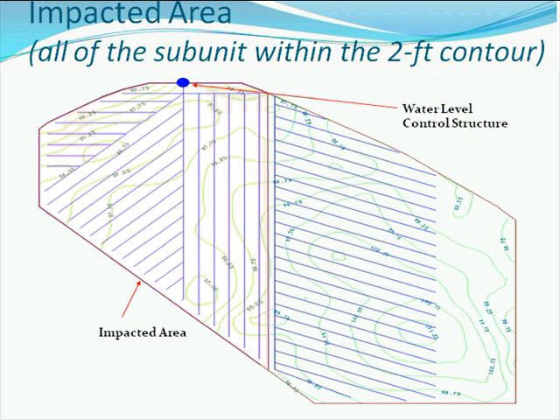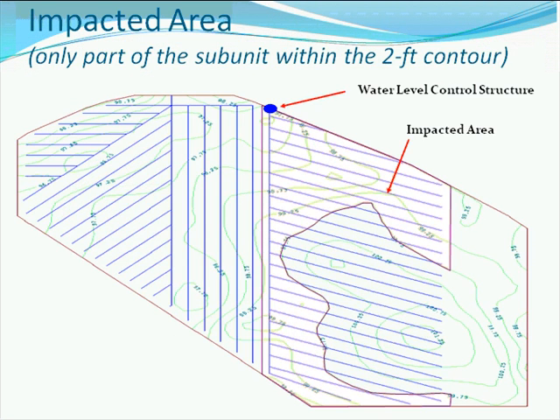That's the ideal situation. Then you'd start to get into some more topography. Look at this example, the right side of the field. If we were to put a water level control structure on that main, there's a big hill over there, and the elevation of the field rises up above that 2 foot contour. So look what happens to the impacted area.